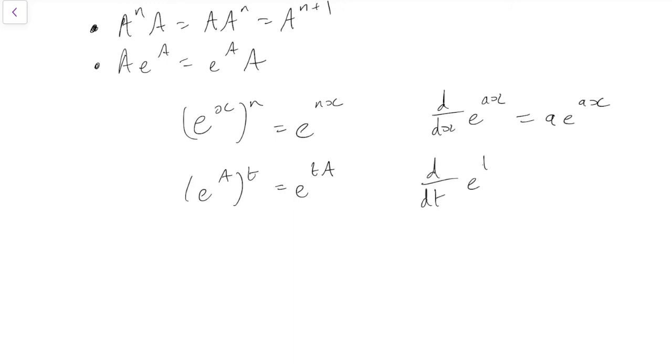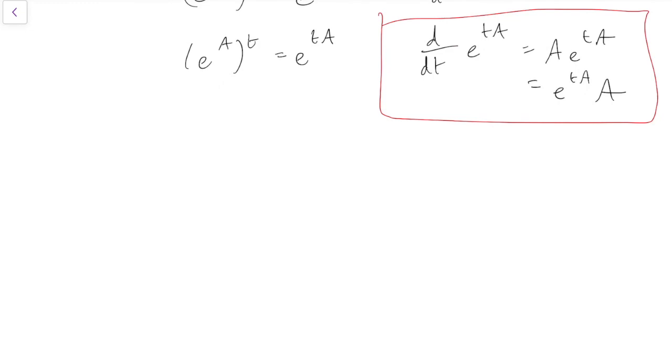If you've got an e to the tA, you just bring the A in front. And of course, by what we said just above, this is also equal to e to the tA times A, if you prefer to write it that way around, because a matrix commutes with its own exponential.